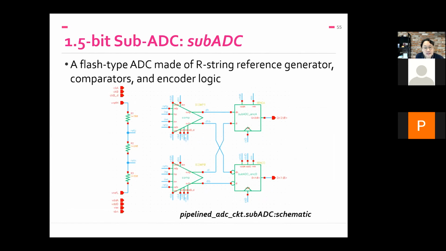The next stage is a SubADC. It's a flash ADC with 2 thresholds, where the resistor ladder generates 2 reference inputs. It drives a set of 2 comparators, which will compare the reference with the input and produce the digital output.